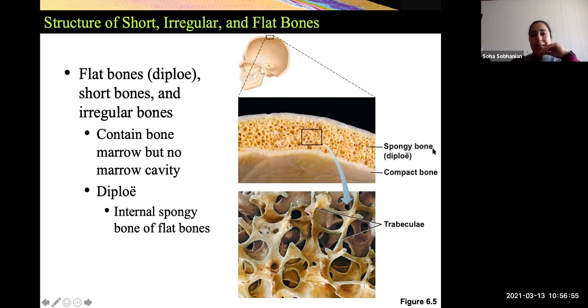FYI, the spongy pattern that you see inside, which is kind of zoomed in here as well, is called diploe. So the spongy bone pattern you see inside is called diploe, which is again surrounded by the compact bone. And that's all you need to know. We're just keeping it simple.